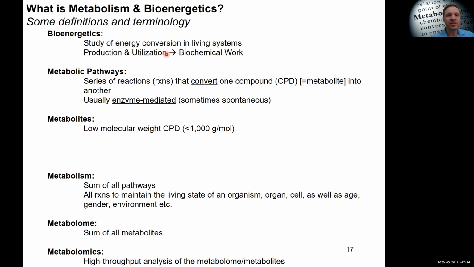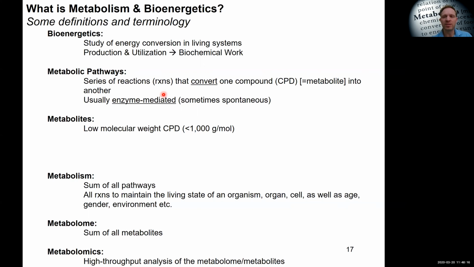Now, the production and utilization of bioenergy requires chemical reactions, usually in a series of reactions, which brings us to pathways. Metabolic pathways are series of chemical reactions that convert one compound, a compound being a metabolite, a small molecule, into another. For most of the quarter, we'll be looking at enzyme-mediated reactions. Sometimes these reactions can also occur spontaneously, but for the most part, what occurs in metabolism are enzyme-catalyzed reactions.